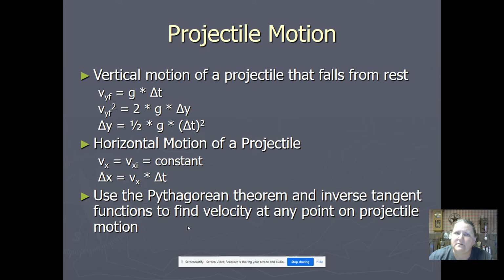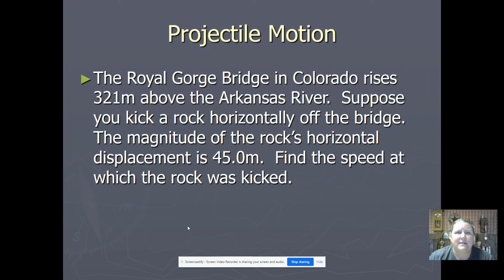That's a very strong hint that a problem like this will be on the test. Okay, the Royal Gorge Bridge in Colorado rises 325 meters above the Arkansas River. Suppose you kick a rock horizontally off the bridge. Standing on the bridge, you kick a rock. The magnitude of the rock's horizontal displacement is 45 meters. Find the speed at which the rock was kicked.